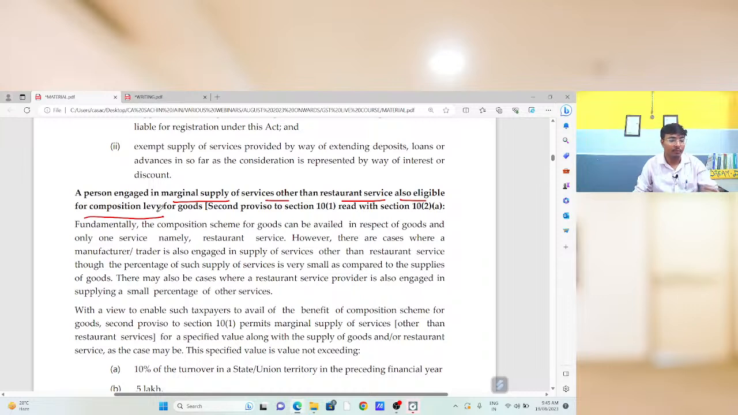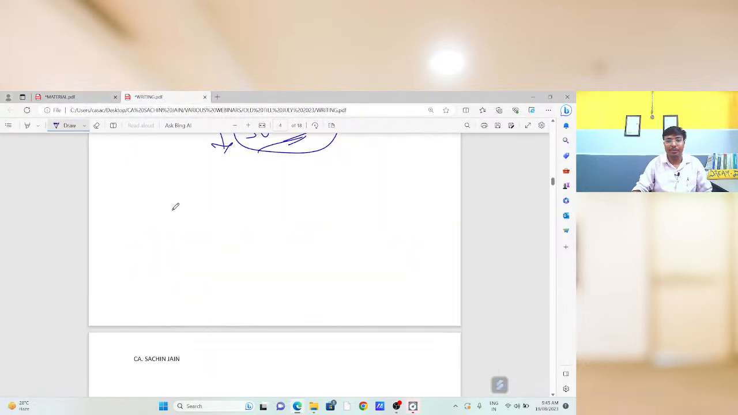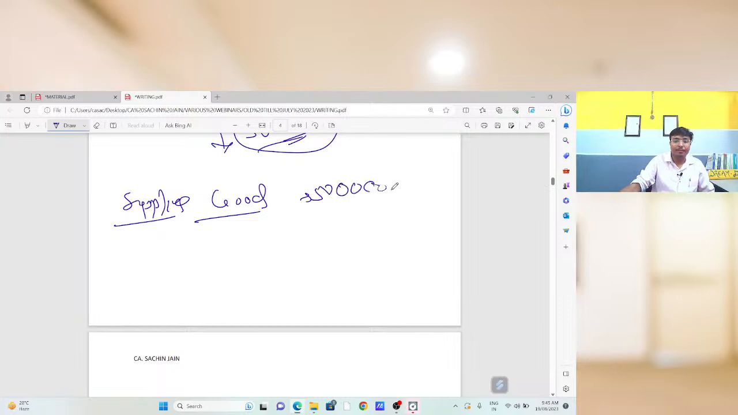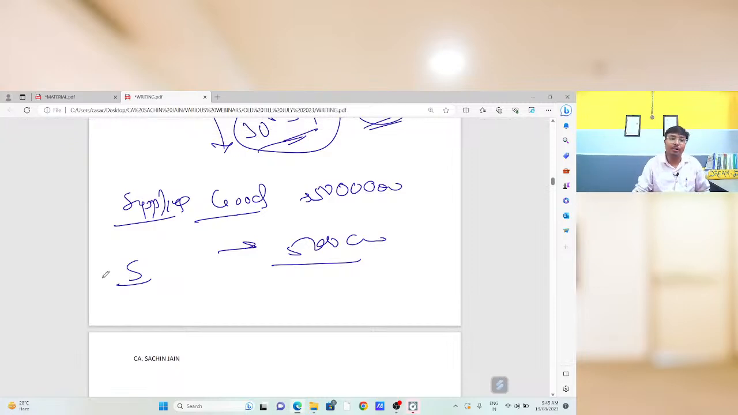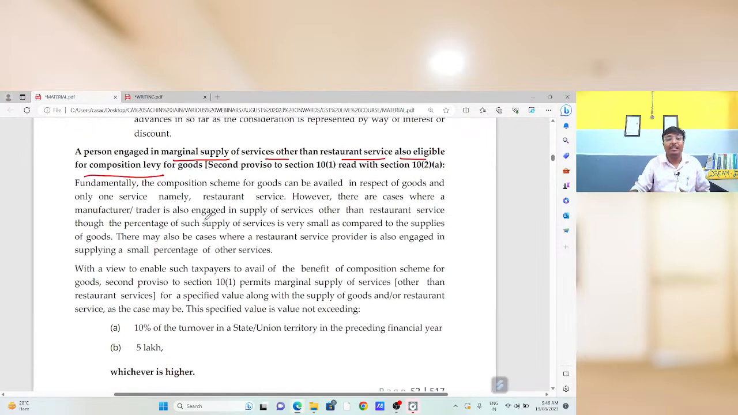Suppose I am a supplier of goods for 50 lakh rupees, and 5 lakh rupees I am also going to supply of services. In that case, whether I am eligible for composition scheme or not, that is the question. And for replying to that question, we have the specific second proviso to section number 10 subsection 1, read with section number 10(2A), that is, fundamentally the composition scheme for goods can be availed in respect of goods and only one service, namely restaurant services.